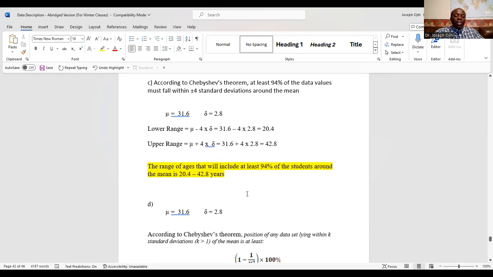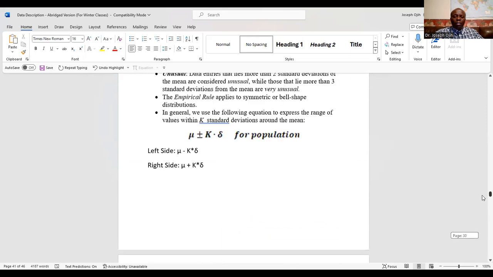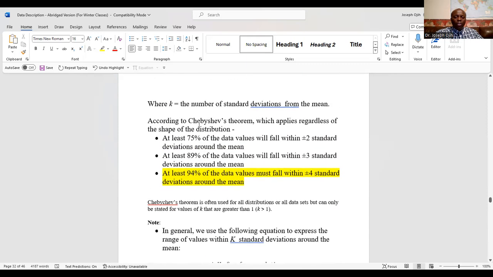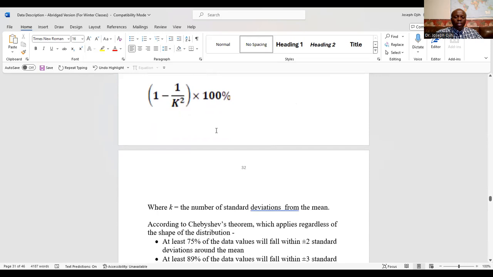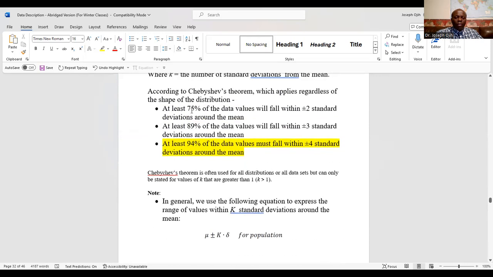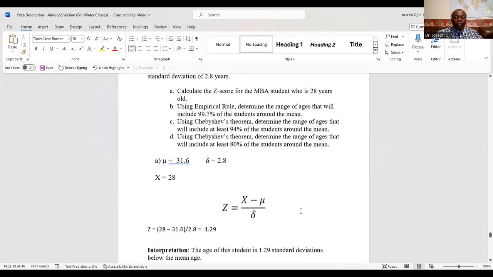So now the last question on this side says, using Chebyshev theorem, determine the range of ages that will include at least 80% of the students. What does Chebyshev say about 80%? Chebyshev didn't say anything about 80%. It says something about 75%, 89%, and 94%. Not about 80%.